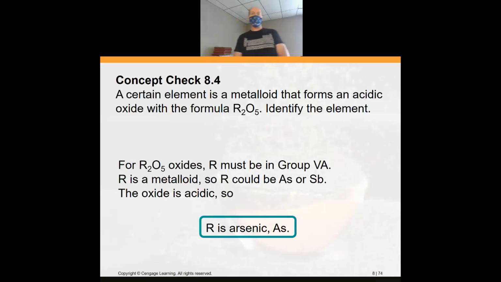All right, so you have a metalloid, R2O5, identify the element. All right, so again, you are in group 5A when you have this formula. All right, and so you're going to have a multiple choice. So you will have either your As or your Sb for your answer. And so the oxide is acidic, so it's going to be arsenic.